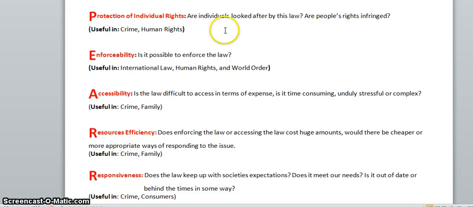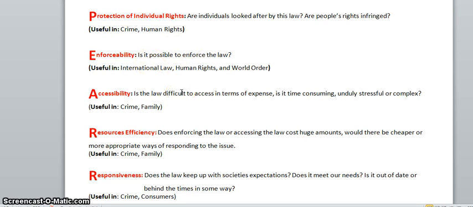Protection of individuals' rights: are individuals looked after by this law? Are human beings' rights infringed? This is really great criteria to use for any crime paper or any human rights question that you might get. Are individuals being damaged or not looked after by the legislation that's in place?